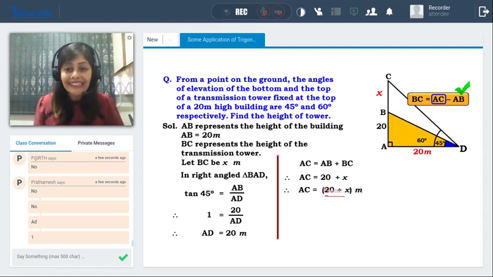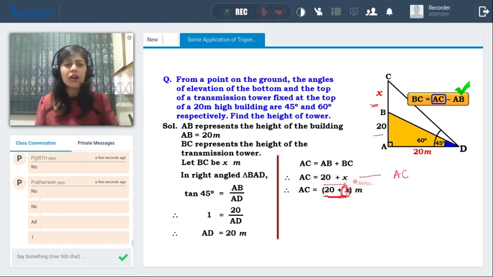You can write AC as 20 plus x, or if you don't want to write it that way, directly find AC and then subtract 20 from it. If you write it as 20 plus x, when you solve the equation, you will directly get the value of this unknown, which is x. So it's your call. It's not difficult. Even if you calculate entirely AC, subtract 20 from it, and there you go. You'll find the value of BC. So let's get started with our work.